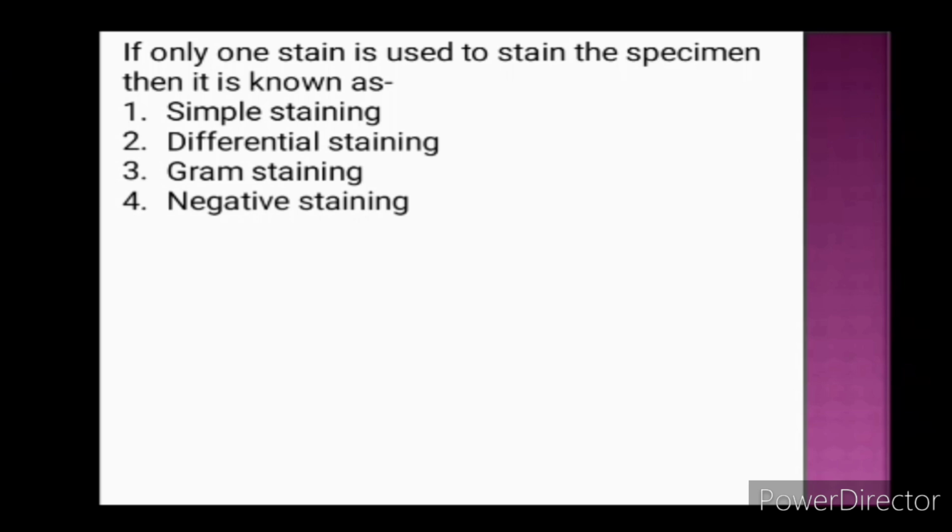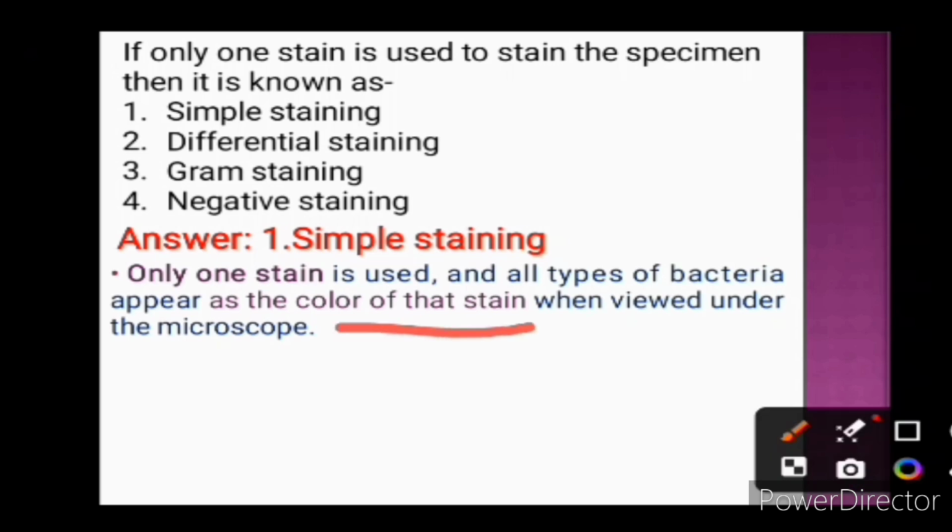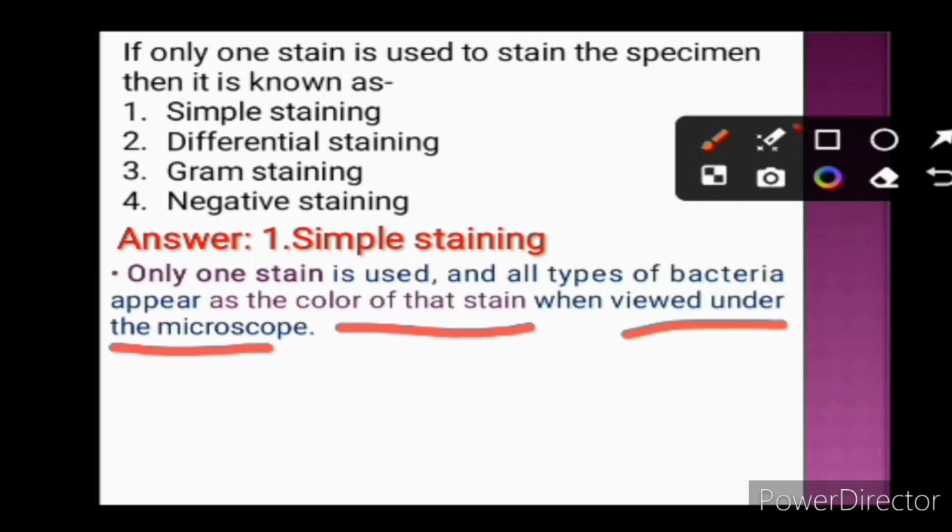If only one stain is used to stain the specimen, then it is known as option 1 simple staining, option 2 differential staining, option 3 gram staining, option 4 is negative staining. And the correct answer is option 1 simple staining. Now, in simple staining, only one stain is used and all types of bacteria appear as the color of that stain when viewed under the microscope.